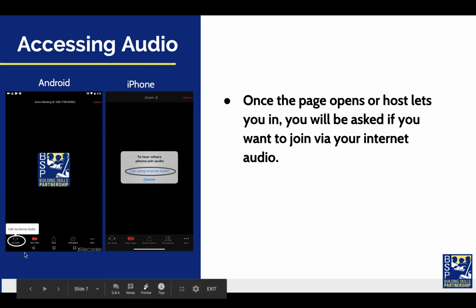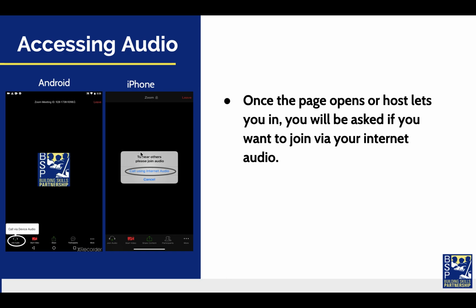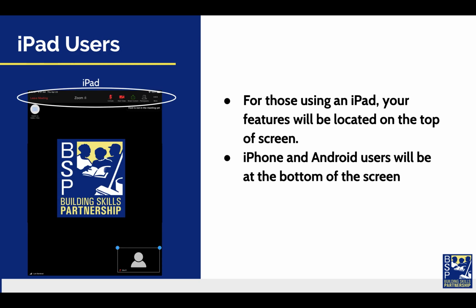As you join, you will see that you will have to first choose your audio. So if you are using an Android device, you will click on call via device audio, or if you're using an iPhone, you will use your internet audio. So just make sure that you go ahead and click that to make sure that other people can hear you. If you are using an iPad, just note that the features are located on the top of the screen, and on iPhone and Android users that are using phones, that will be on the bottom of the screen.